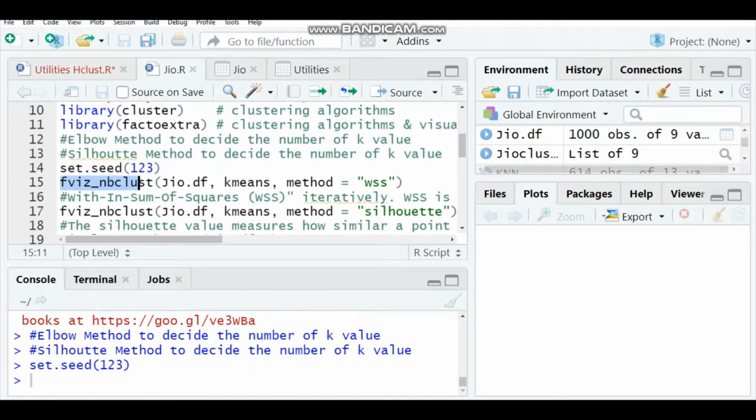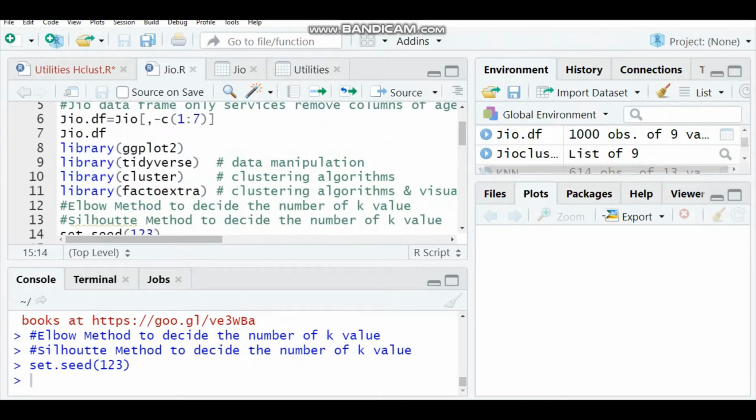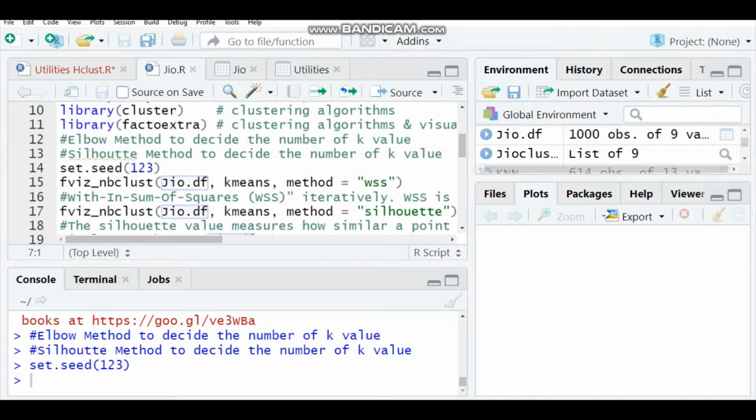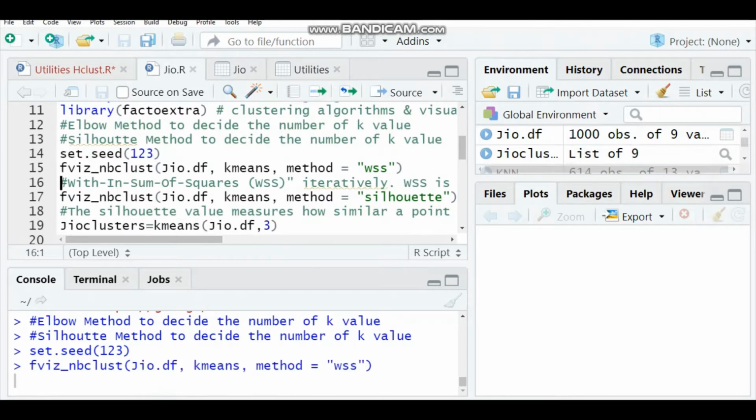It is a function command, and inside the brackets I'm bringing the data set of Geo, which is already normalized and doesn't consist of any string data. So I'm bringing that GeoDF, and comma, kmeans clustering, the k-means method. The method to identify k for k-means is WSS, which is nothing but your elbow method. What this plot will tell you is how many clusters you can take. So let us run this command.